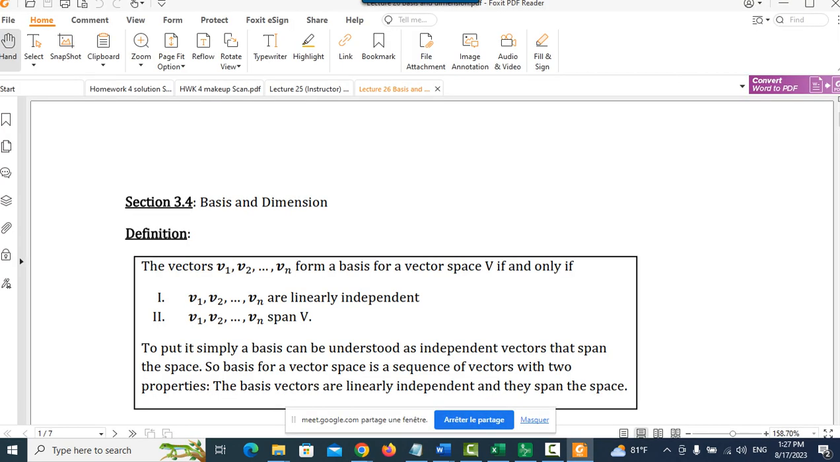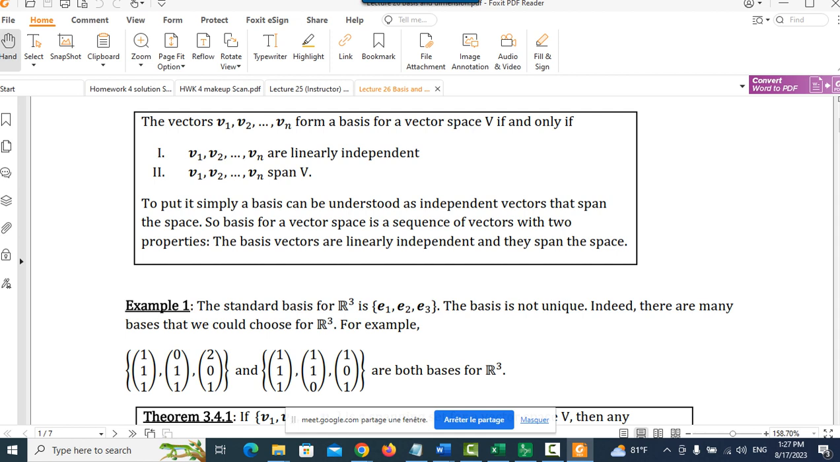Definition: basis and dimension. The vectors v1, v2, all the way to vn form a basis for a vector space V if and only if, one, v1, v2, all the way to vn are linearly independent, and two, v1, v2, all the way to vn span V. To put it simply, a basis can be understood as independent vectors that span the space. So a basis for a vector space is a sequence of vectors with two properties. The first property is that the basis vectors are linearly independent, and the second is that they span the space.